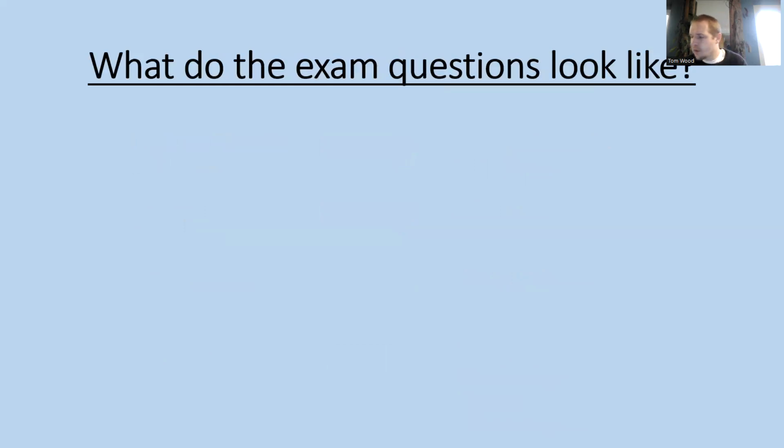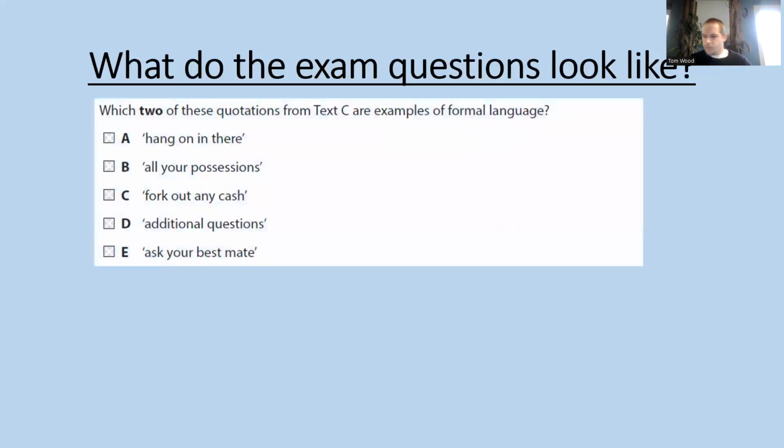Okay, so what does this look like in the exam then? That's what we need to get round to. In the exam, what we've got here is an example question straight from one of the exams, and this question will always pop up. You can see there, which two of these quotations. I keep drawing attention to that because a lot of people will drop 2 or 3 marks because they see questions like this and just tick one box. Make sure you tick 2. Even if you only think you know one answer, have a guess at the other.